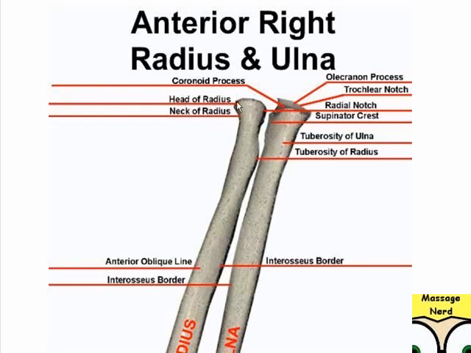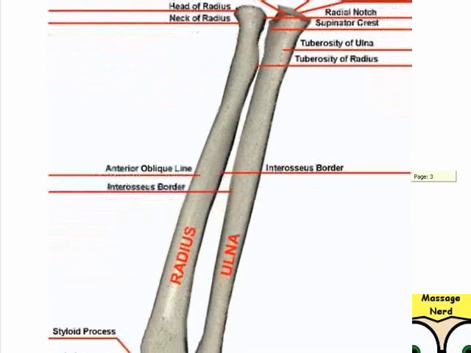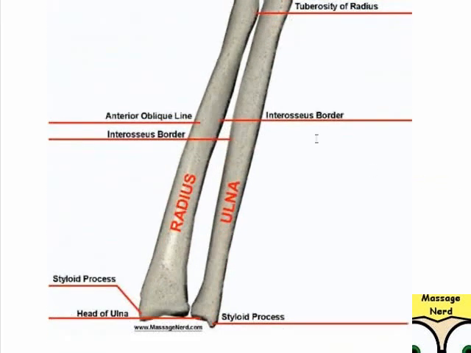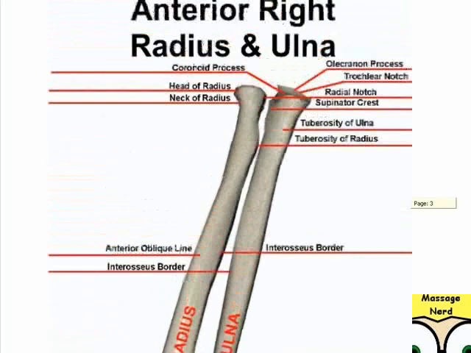head of radius, neck of radius, interosseous border of the radius, interosseous border of the ulna, anterior oblique line, styloid process of the radius, styloid process of the ulna, and head of ulna. Give you some time to look at this, and then practice on your own.